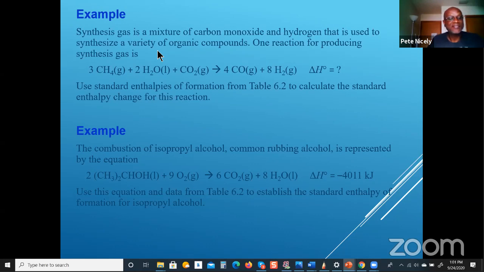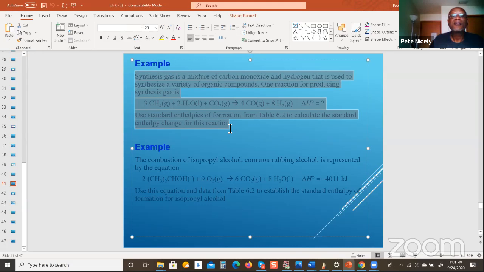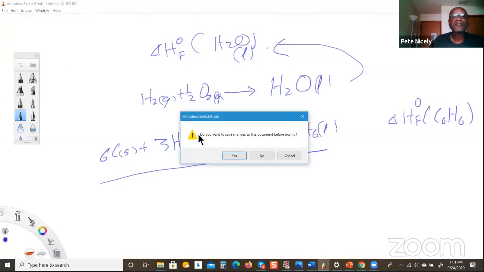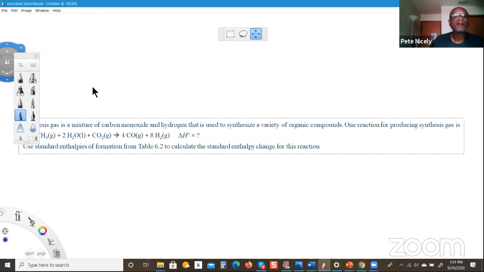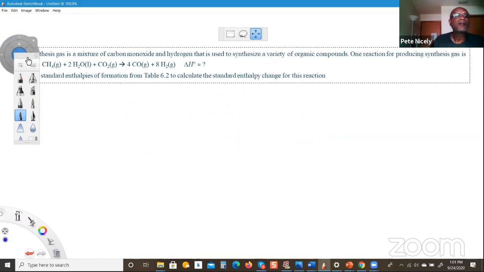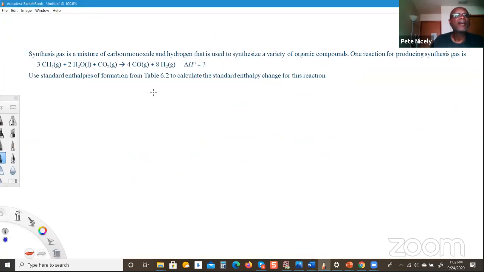So what I'm going to do is copy this here and paste it after cleaning up this. Okay, I think this is good enough. Okay, so this is the equation given here, right? And the question is asking for you to calculate delta H.